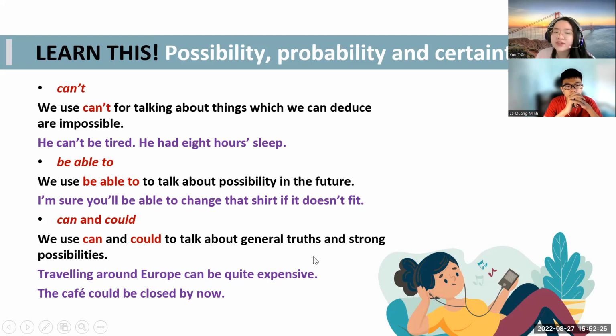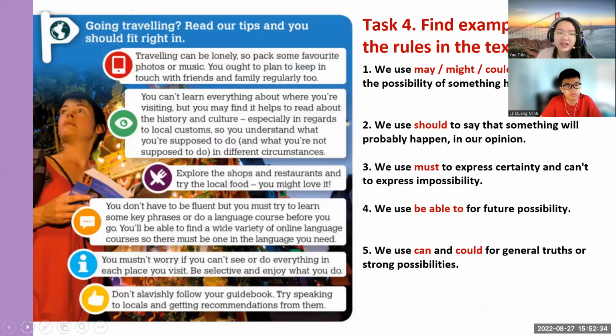We use can and could to talk about general truths and strong possibilities. Những cái sự thật có thể xảy ra. Rồi, ôn lại một chút xíu.